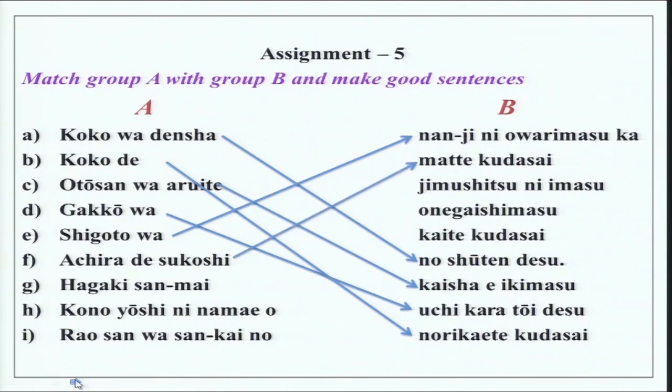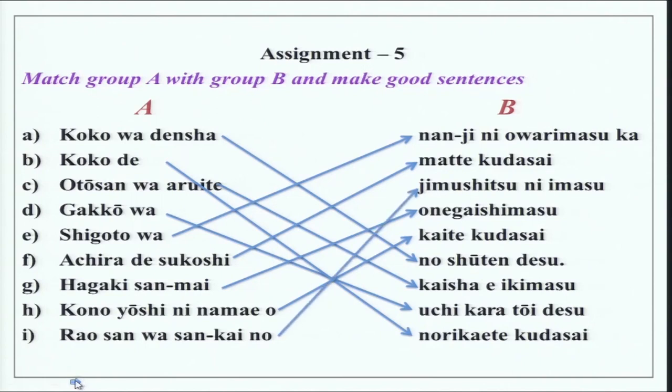Achira de skoshi matte kudasai. Over there, chotto matte kudasai. Hagaki 3 mai onegai shimasu. Kono yoshi ni namae o kaite kudasai. Yoshi is paper or sheet or form.